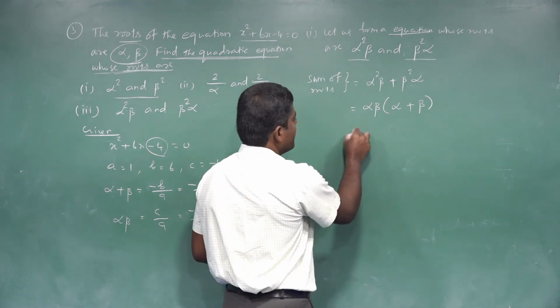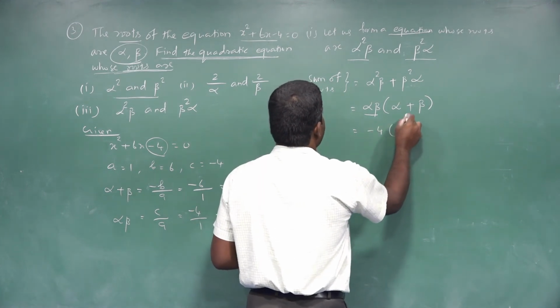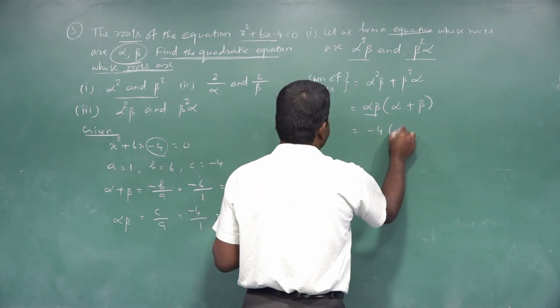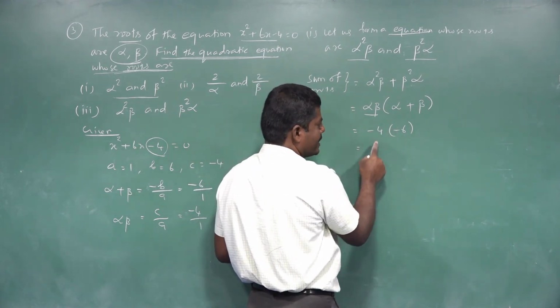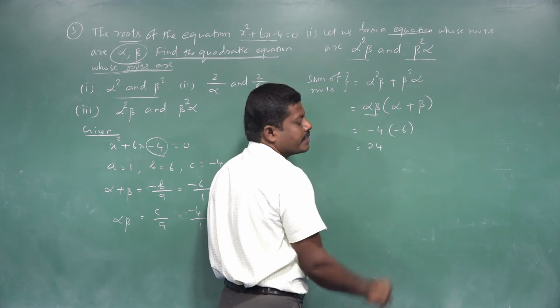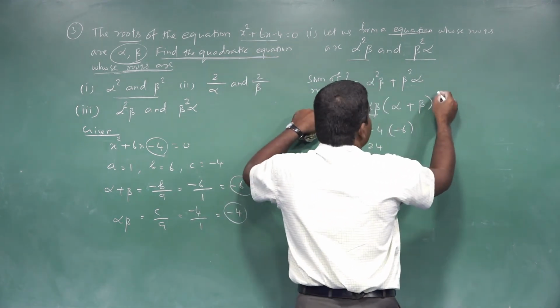So we can substitute alpha beta here. Alpha beta value is minus 4. The alpha plus beta value is minus 6. Understand? We want to multiply this. Minus into minus is plus. 4 6s are 24. Now you find alpha beta, product of roots.